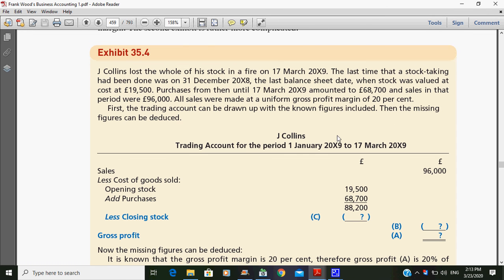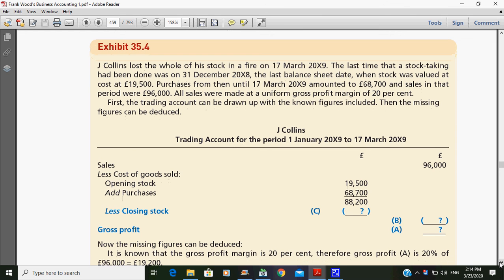Good. First, the trading account can be drawn up with the known figures included, then the missing figures can be deduced. Let's go now, using a similar method to a while ago to show margin and markup.